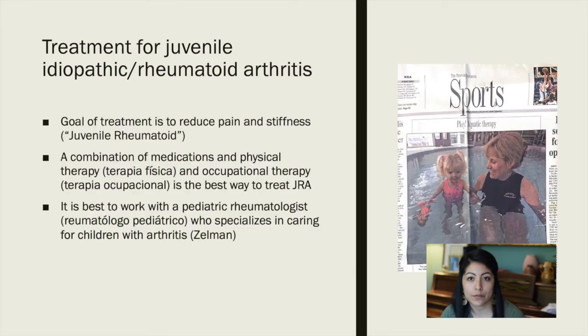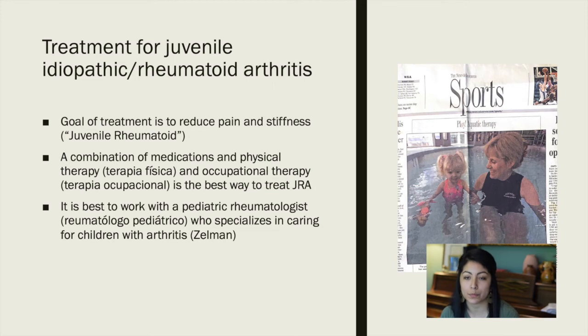So what is the treatment for JRA? The goal of treatment is to reduce pain and stiffness and mainly try to keep a child's life as normal as possible. Treatment also depends on the child's symptoms, age, or even general health. So a combination of medications, physical therapy, and occupational therapy are the best way to treat JRA.